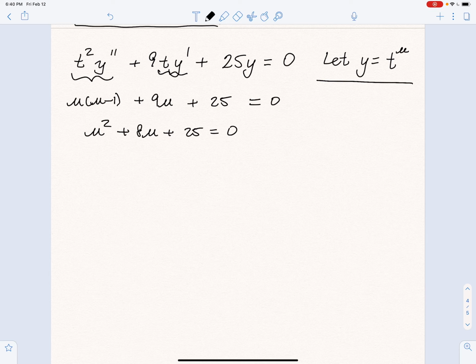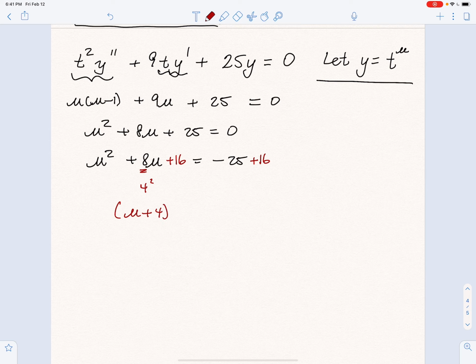So what I'm going to do, instead of using the quadratic formula, because I have a coefficient of mu squared that's equal to 1 and an even coefficient of mu, I'm going to use completing the square. So mu squared plus 8 mu equals negative 25. And then we take half the coefficient of mu, which is 8. So take half of that, which is 4, and square that and add that to both sides. And that guarantees the perfect squared trinomial on the left. So we have mu plus 4 squared equals negative 9.